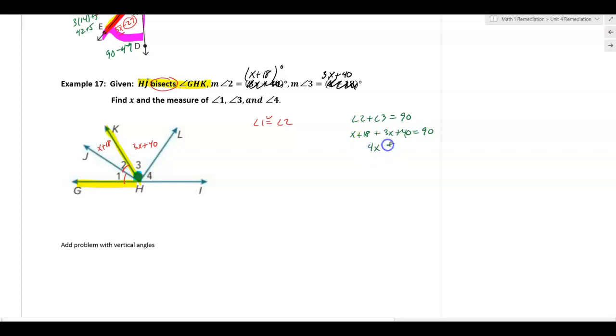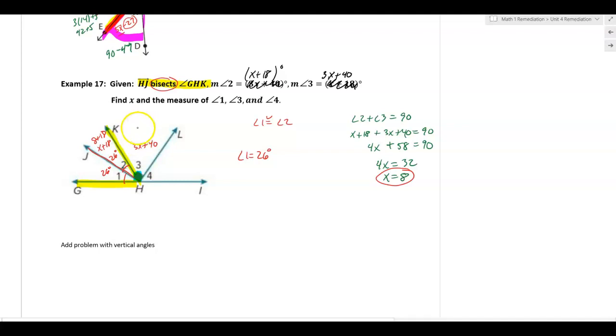Now I can go ahead and solve for x. So 4x equals 32, x is equal to 8. Now, once I have the value of x, I can take this value and plug it in. Now, I like to plug it in and find things, even if they don't ask me for them. So 8 plus 18 tells me that this angle would be 26 degrees. Right away, since HJ bisects that angle, I know angle 1 and 2 are congruent, so this is 26 degrees. So right away, angle 1 is 26 degrees.